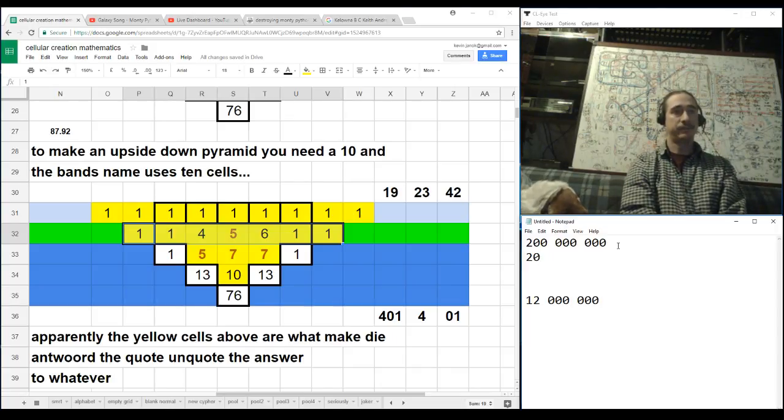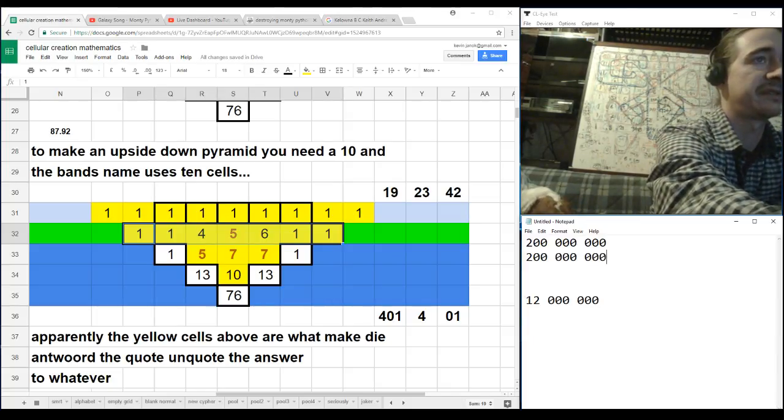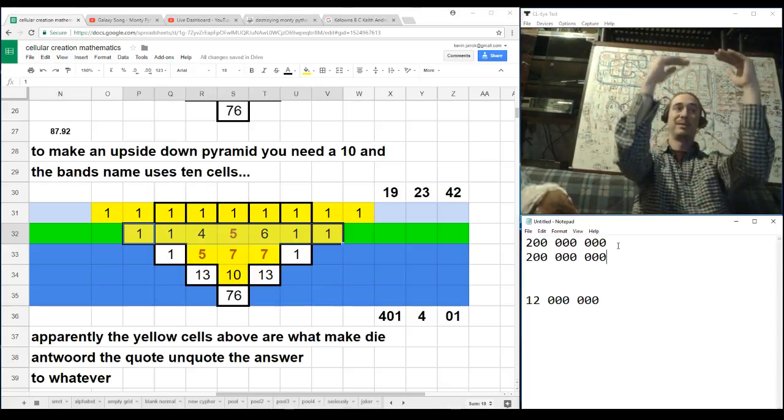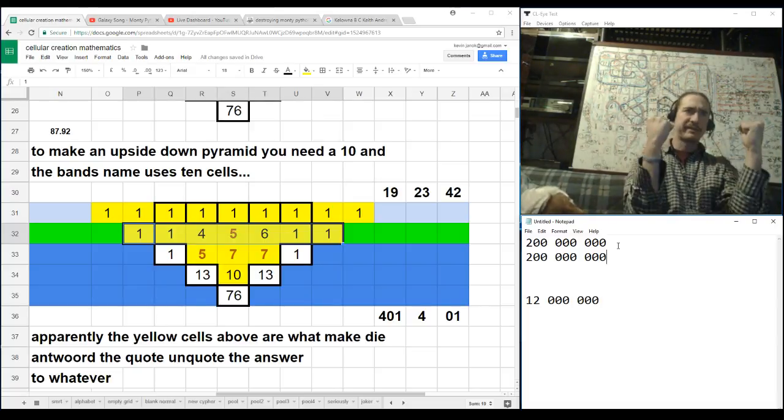And we need 7 zeros. Well, we're on the row with 7. It's a 1 by 7, right? 1, 2, 3, 4, 5, 6, 7. There. 1 plus 1 plus 4 plus 5 plus 6 plus 1 plus 1 plus the 1 above it is 20. You're on the 7th line. 20 and 7 is 200 million. Yes!